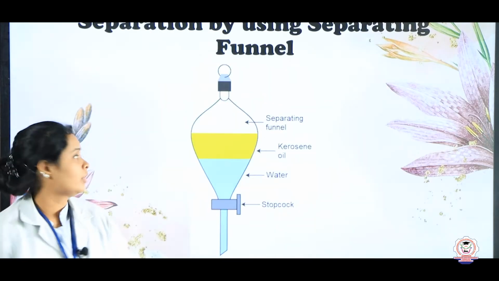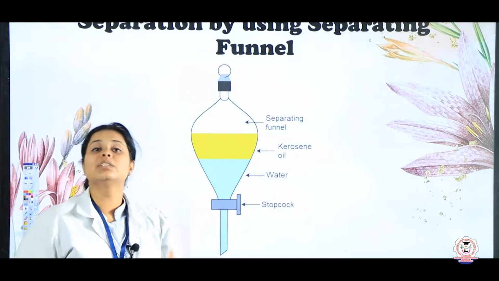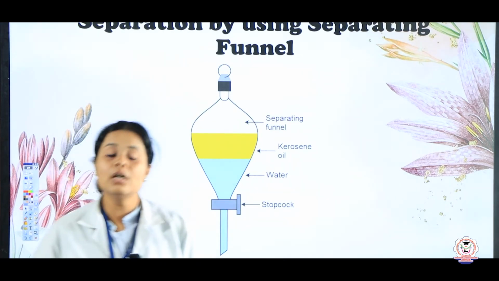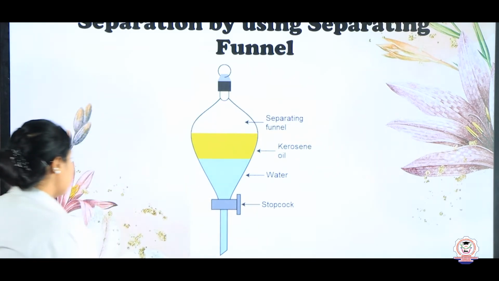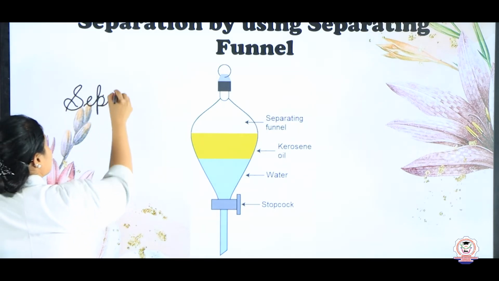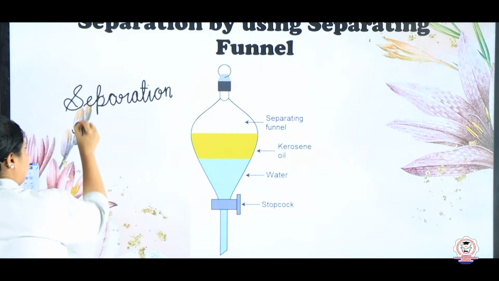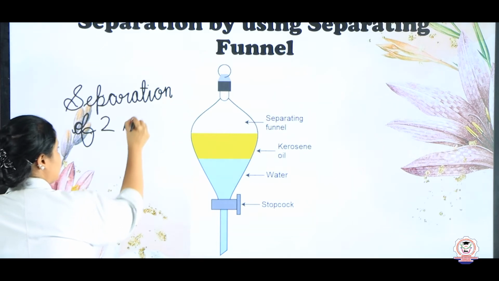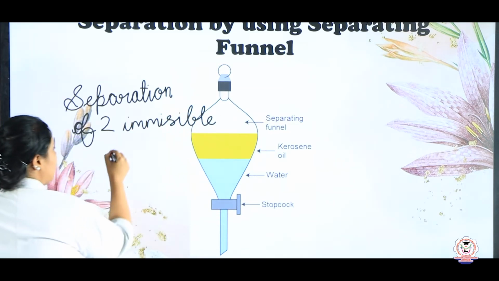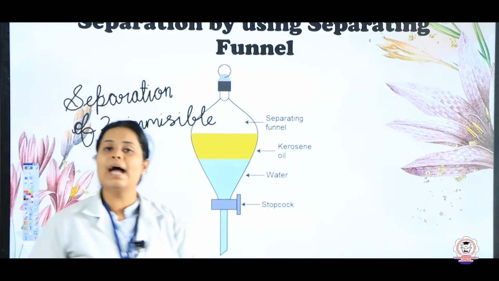Okay. See here, children, what's here? What is this? It's a very beautiful diagram, right? So this instrument is known as a separating funnel. A separating funnel is used to separate two immiscible substances or liquids. What is it? Separation of two immiscible liquids. Okay, so here what we are doing is we are taking kerosene and water.